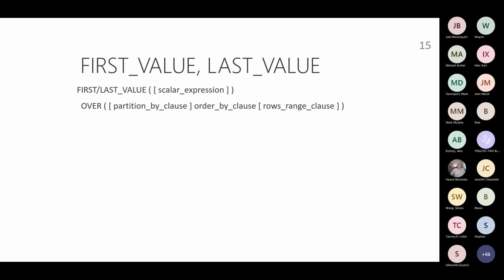First value and last value are also new functions from SQL 2022, and they return the first or last value in an ordered set of values. The scalar expression is the value to be returned, and the partition by clause divides the result set produced by the from clause into partitions to which the function is applied. Later in the demo, it will be easier to understand.